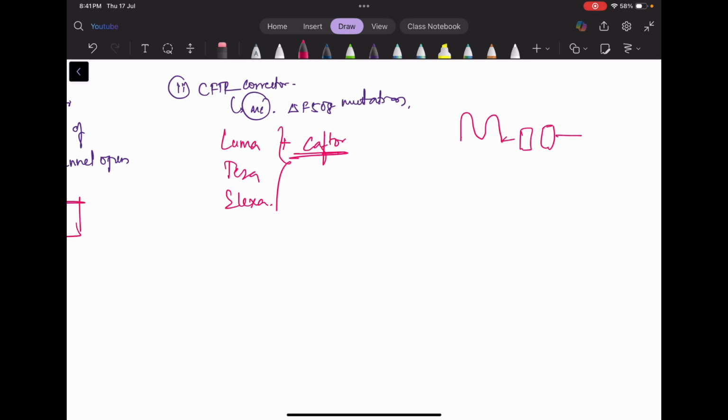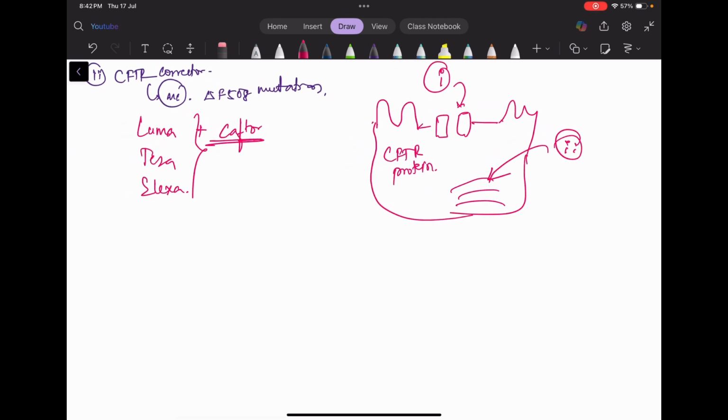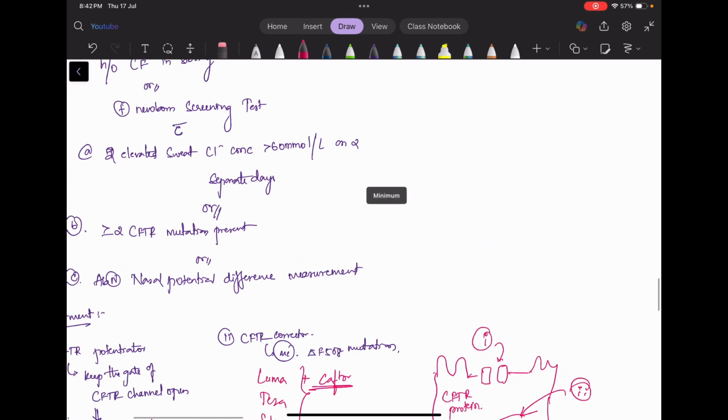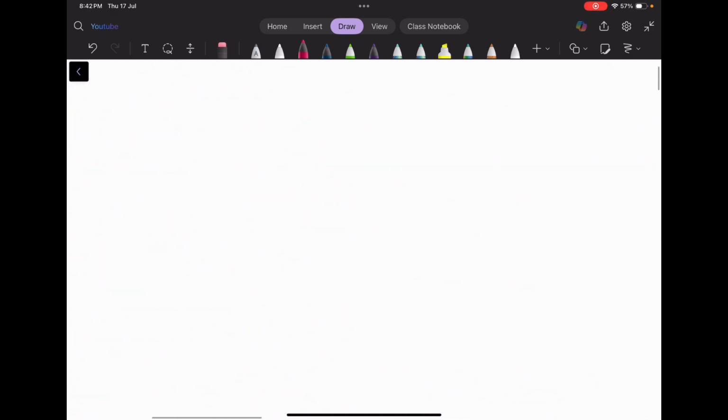If we make a diagram, it will be easy to remember, right? This is a cell, then you take this as a CFTR protein, these are your Golgi apparatus. So this first one acts on the path, then the second one acts here. Okay, that was a bunch of knowledge, we'll revise it quickly.